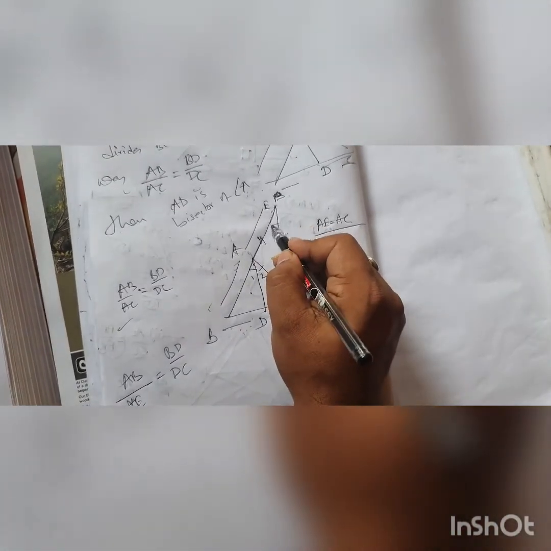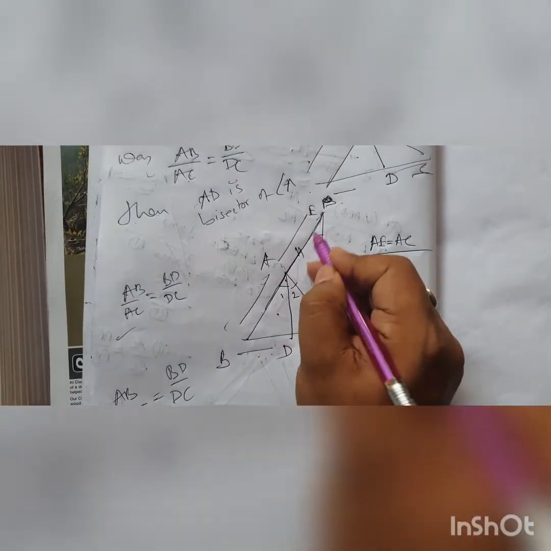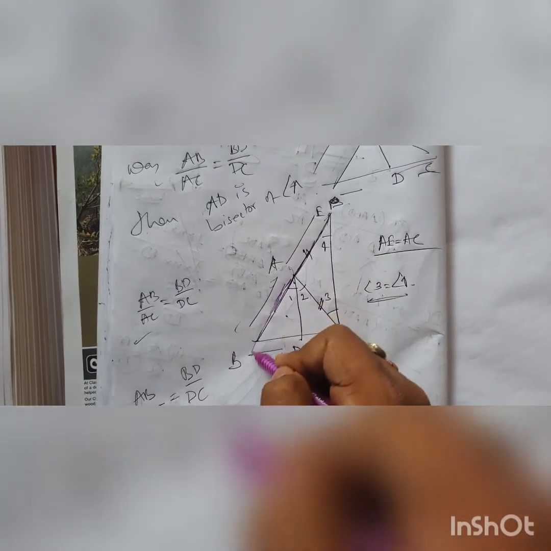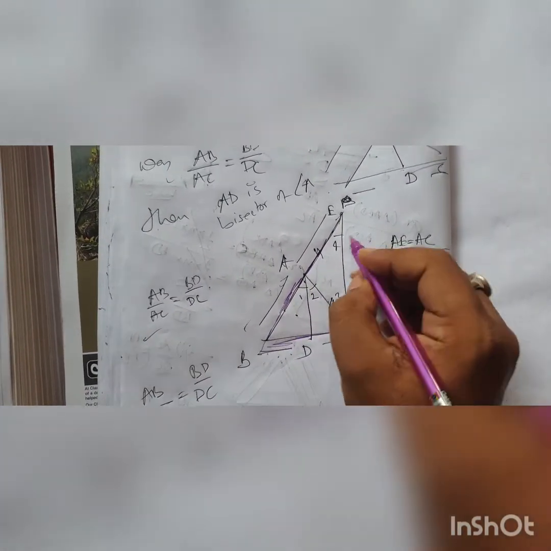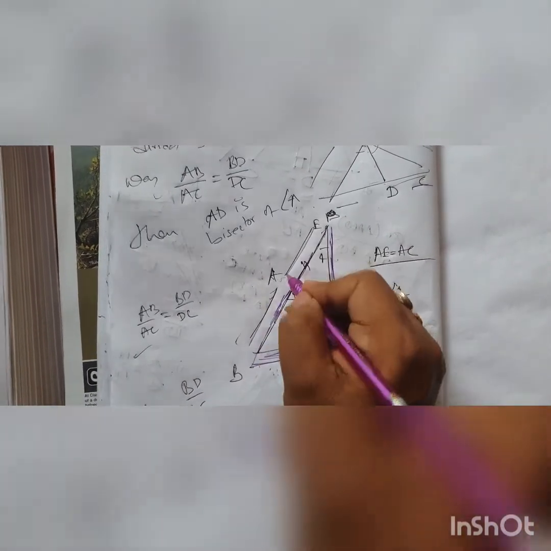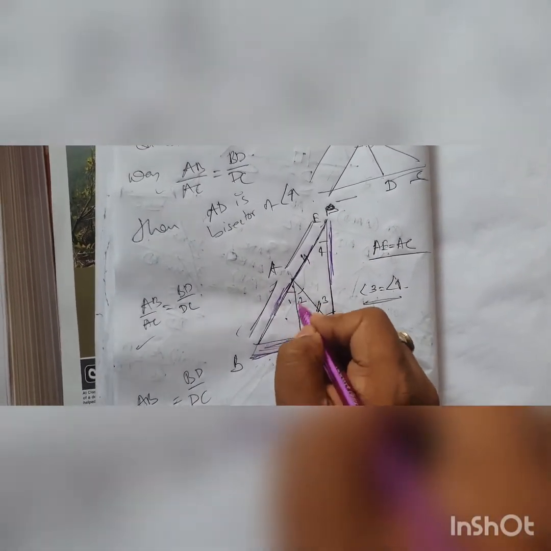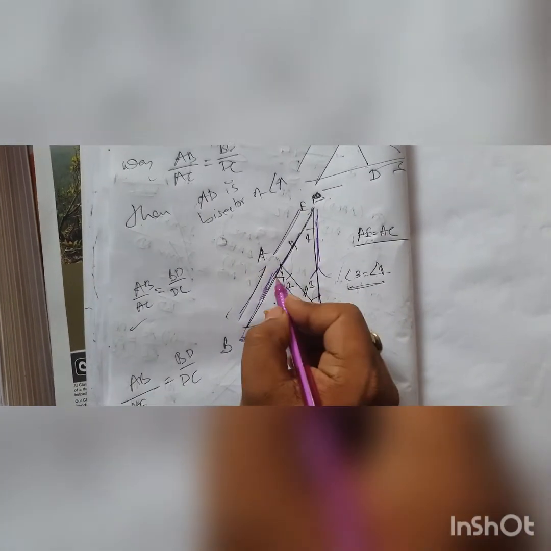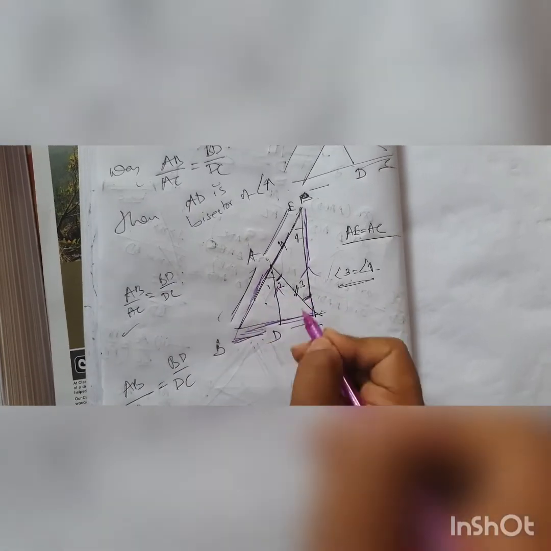So if you notice this triangle, if you notice this triangle, then this by this equals this by this, then definitely this is parallel to this. Yes or no? If this is parallel to this, then angle 2 is equal to 3, alternate interior angles.